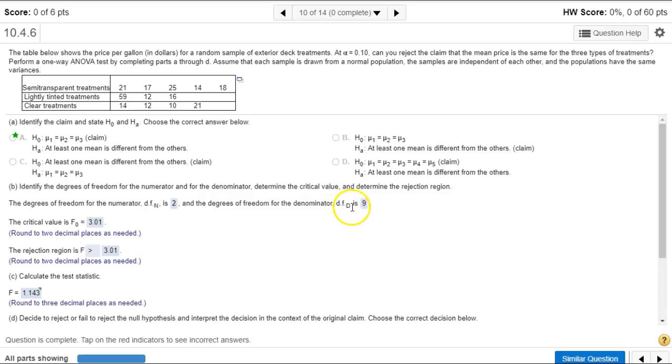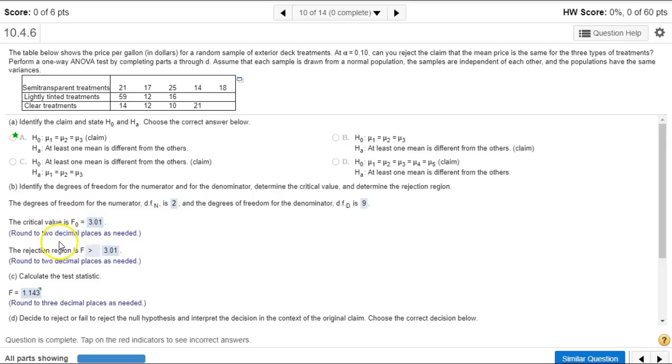And the degrees of freedom for the denominator is the total sample size of all 3 groups added together minus the number of groups. So 1, 2, 3, 4, 5, 6, 7, 8, 9, 10, 11, 12. There's 3 groups, so 12 minus 3 is 9. I'm pretty sure we can also get this information from the SPSS output, so we'll see that later. Okay, the critical value for F naught is 3.01. We'll see how we got this, and the rejection region.